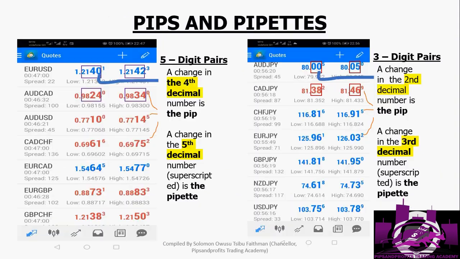All right, so we went through this and then we saw how the pips for 5-digit pairs look like and how the pipette for 5-digit pairs look like. And then we went into the JPY pairs. They are the 3-digit pairs that we have. So we said that the change in the 2nd decimal number is the pip, and you can see the arrows over there. And then a change in the 3rd decimal number, superscripted, is the pipette.